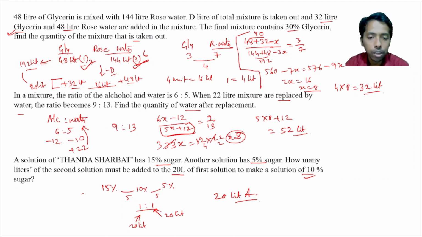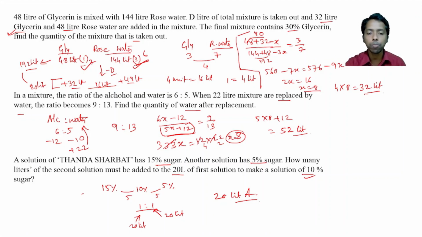Glycerin and rose water, this is 3 units, this is 7 units. Now the difference is 4. This difference here also, we can take 2:6. This is the difference 2:6, 4. Now this is the adding part, right? This adding part would also have the same difference, that is 32 and 48. This is 16 units, so 1 unit is 4.